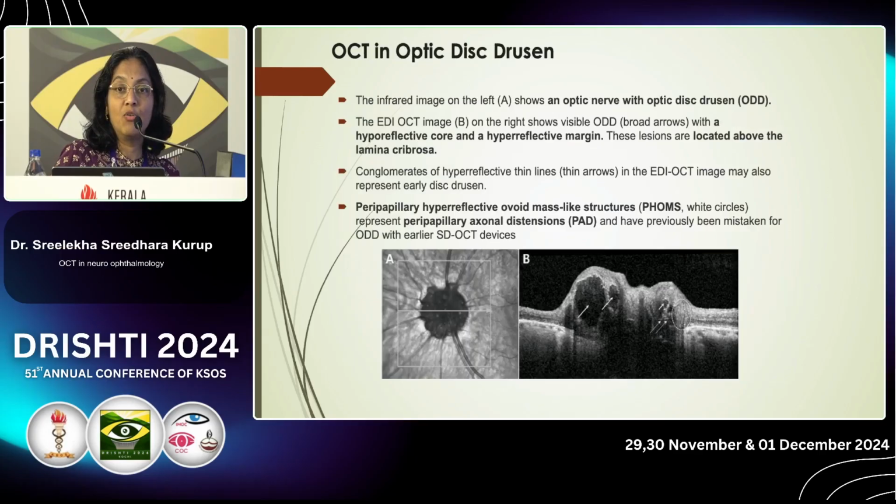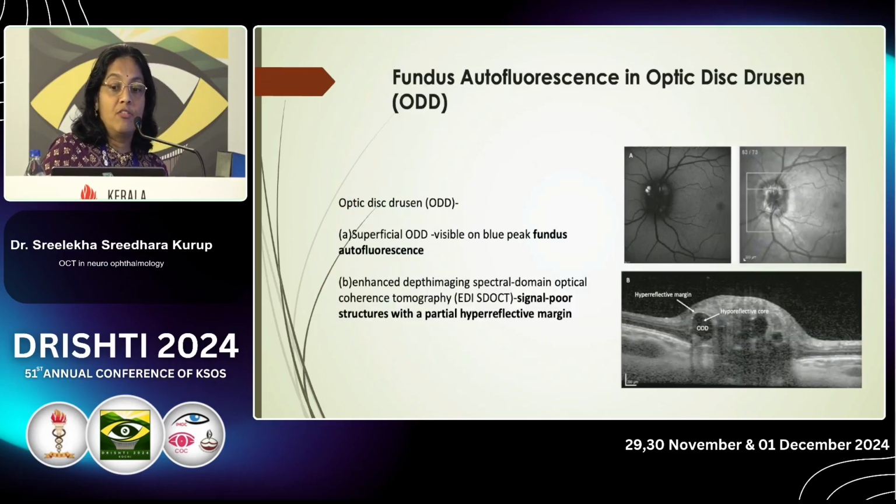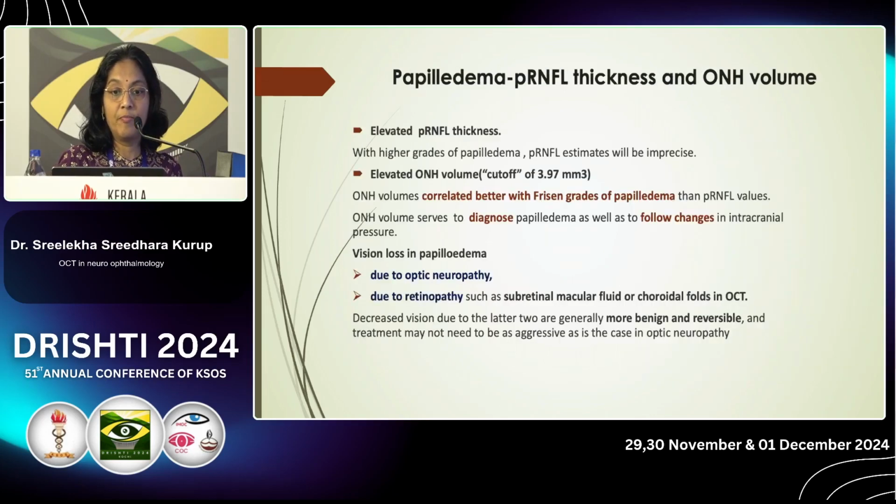In such cases, we can go for the EDI OCT, which demonstrates these drusen as hyporeflective core lesions with a hyperreflective margin. And sometimes in a swollen disc, you can also come across peripapillary hyperreflective ovoid mass-like structures like these, the so-called PHOMS, which are generally peripapillary axonal distensions. It's non-specific and can be seen in any case of disc swelling, including papilledema. And optic disc drusen in fundus autofluorescence appear as bright specks. The superficial drusen appear as bright specks on the fundus autofluorescence image.